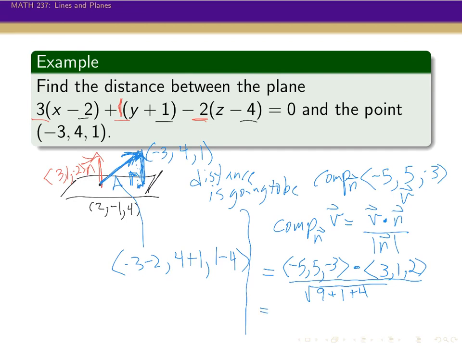So what do we end up with? 3 times minus 5 is minus 15, plus 5, plus 6, all over the square root of 14. So minus 15 plus 5 plus 6, so this is minus 16 over square root of 14. But distance needs to be positive, so we're going to take the absolute value, and our distance is 16 over square root of 14. And so there's our answer.